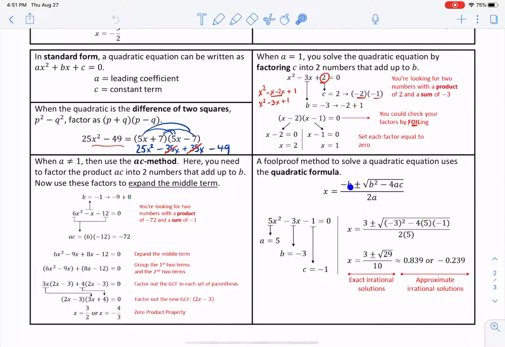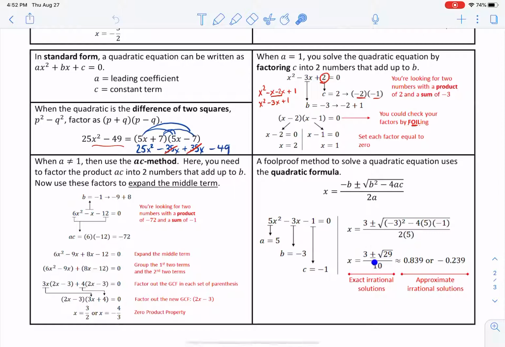So it's negative b. My b is already negative, so I need to make it positive. Plus or minus. Remember, like in that last video, we saw that happen when we're taking the square root. We have both a positive 1 and a negative 1. Square root of, it's the b squared, so negative 3 squared, which will simplify to 9 further down the road, minus 4 times my a value, which is 5, times my c value, which is negative 1, all over 2 times a, and then we simplify it down. Does the square root of 29 simplify any? Nah, it sure doesn't. So leaving it in this form, it's a nice compact form.